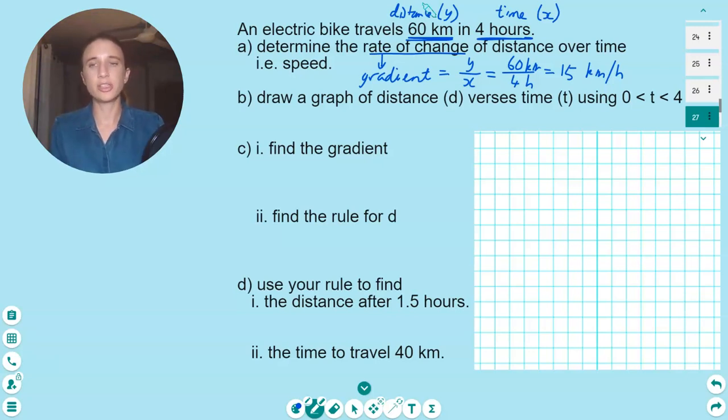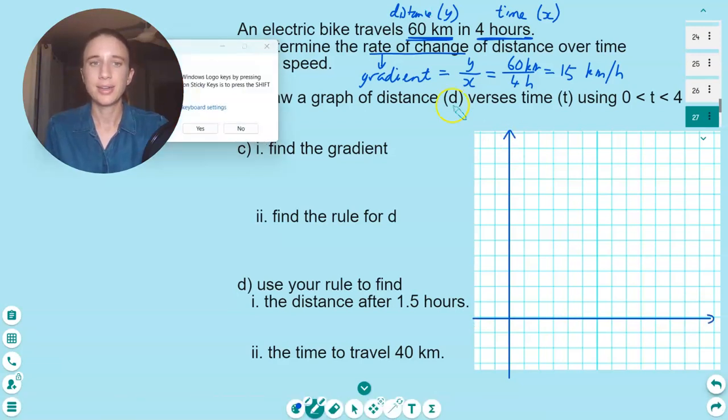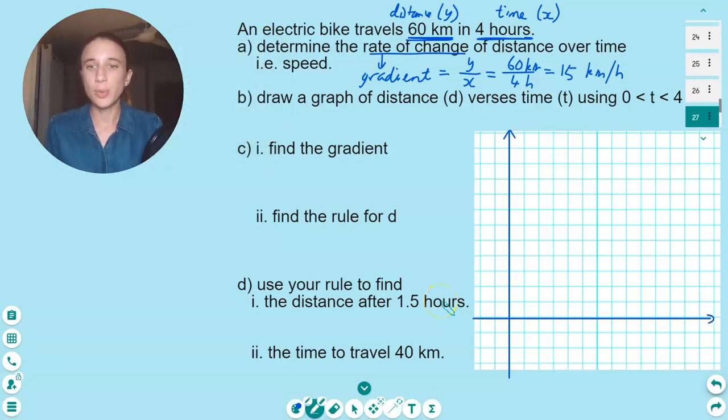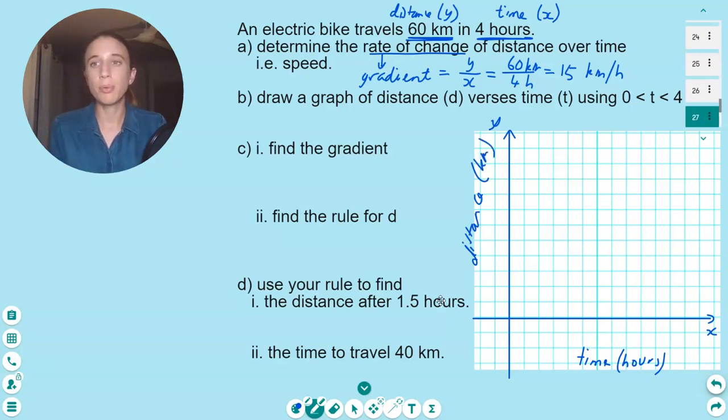Draw a graph of distance versus time using t between 0 and 4. Oops. Distance versus... Oh. Sorry, that's great. Get out of here. Okay, so we know time's always on the x-axis. Time in our units of hours, and we've got distance. And that's in kilometers. And we know that direct proportion graphs always pass through the point 0, 0. We've got a dead giveaway there. Nice. And I'll just make sure that's all right.